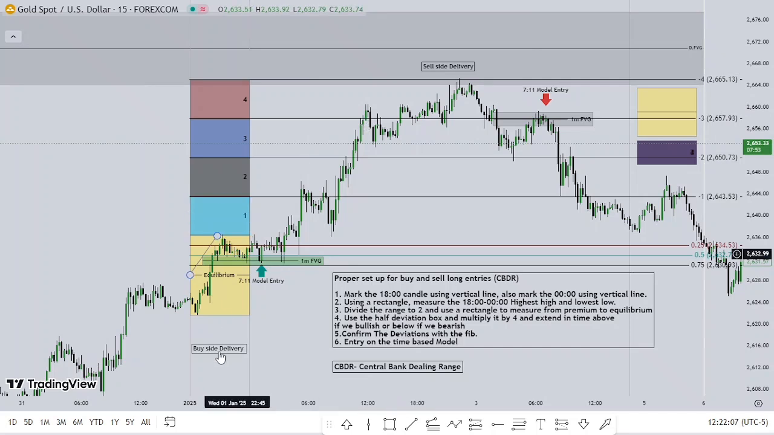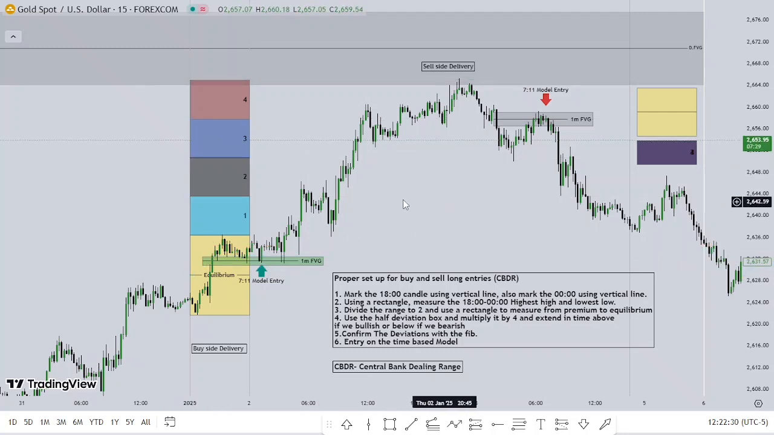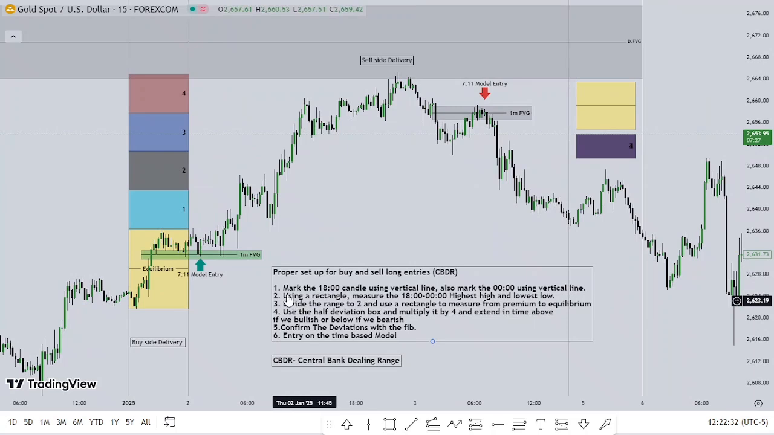So this is the central bank dealing range model, where we can just swing trade from the morning up until the closing of the day. You can have the initial of the whole day model, the whole day range. You can grab it by using only this model here. So this is the buy side of it, and I'm going to show you also the sell side of it using the same rules. So we're going to go back to the rules.